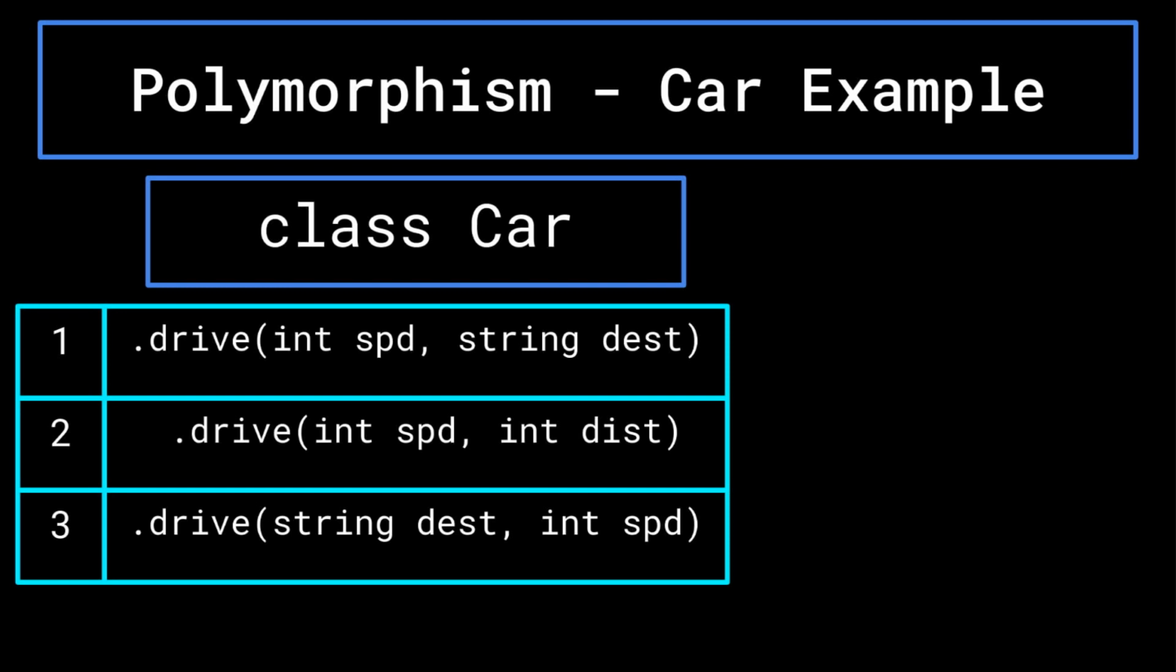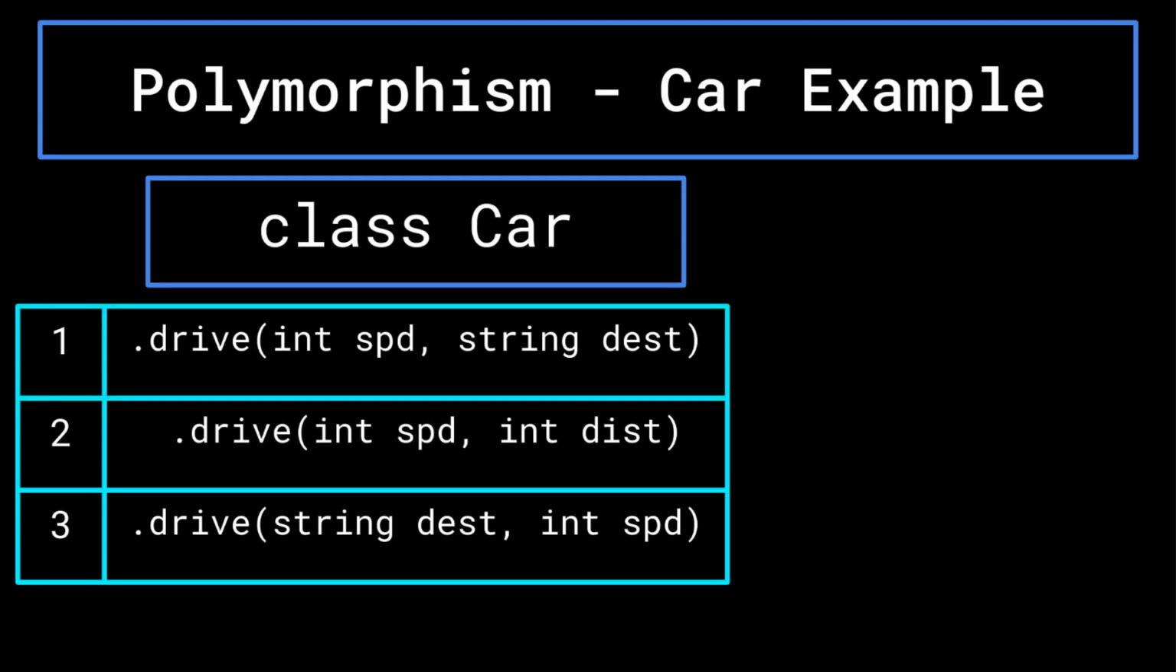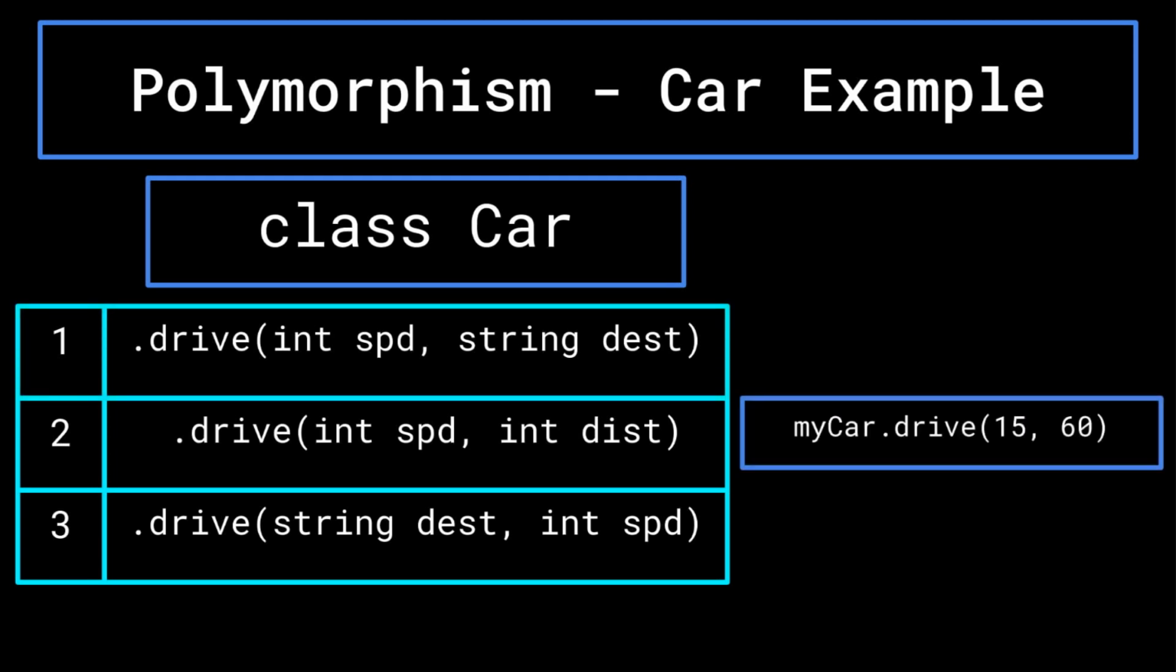For example, were I to call mycar.drive(45, "work"), drive method 1 would be called, as the argument given indicates that this is the method I would like to call. Furthermore, mycar.drive(15, 60) would call drive method 2, and mycar.drive("school", 30) would call drive method 3.